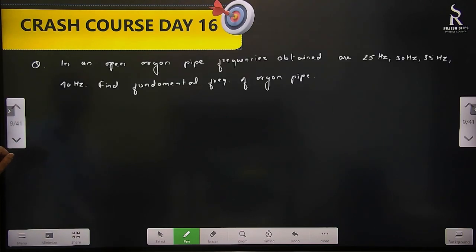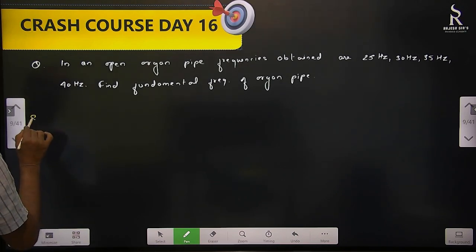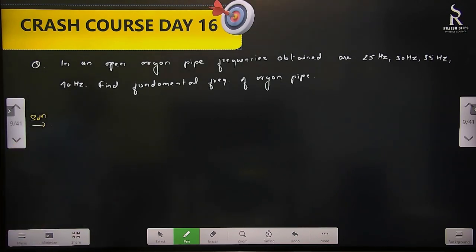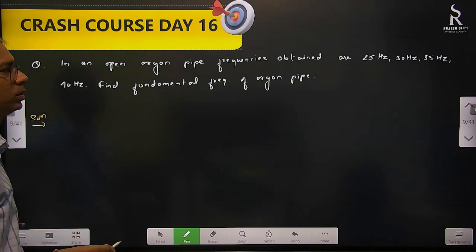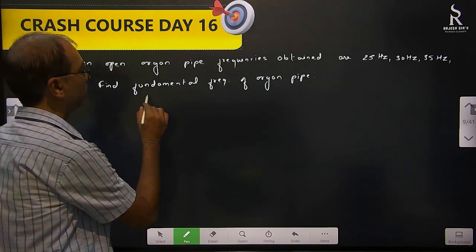Right, let's see the question then. What question says, in an open organ pipe, frequency obtained are 25 Hz, 30 Hz, 35 Hz, 40 Hz, like that. Find fundamental frequency of organ pipe. So certain frequencies are given. Which frequency it is, which harmonic it is, nothing is given to us. And he is asking us find the fundamental frequency.